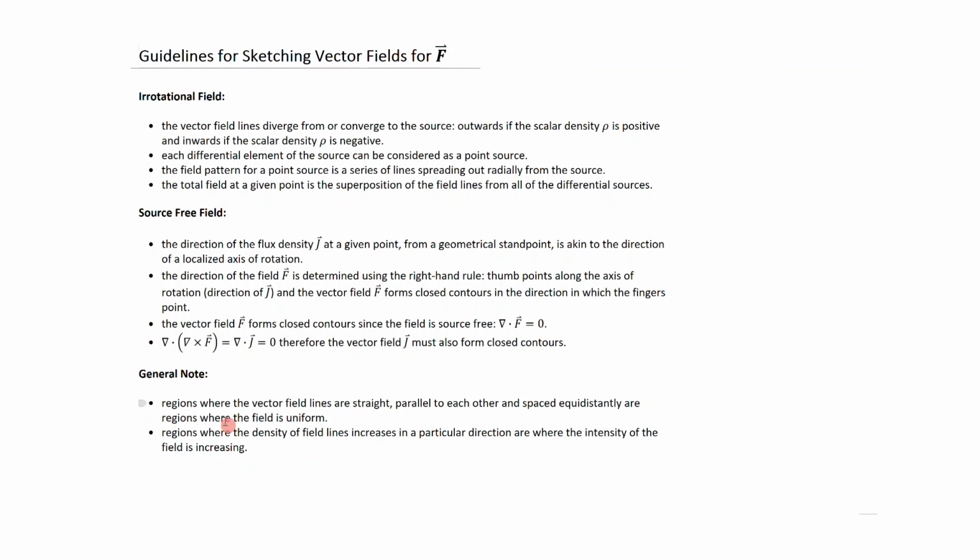Okay, general note. Regions where the vector field lines are straight, parallel to each other, and spaced equidistantly are regions where the field is uniform. Secondly, regions where the density of field lines increases in a particular direction are regions where the intensity of the field is increasing. So these are just guidelines that help you determine how to go about sketching field lines.